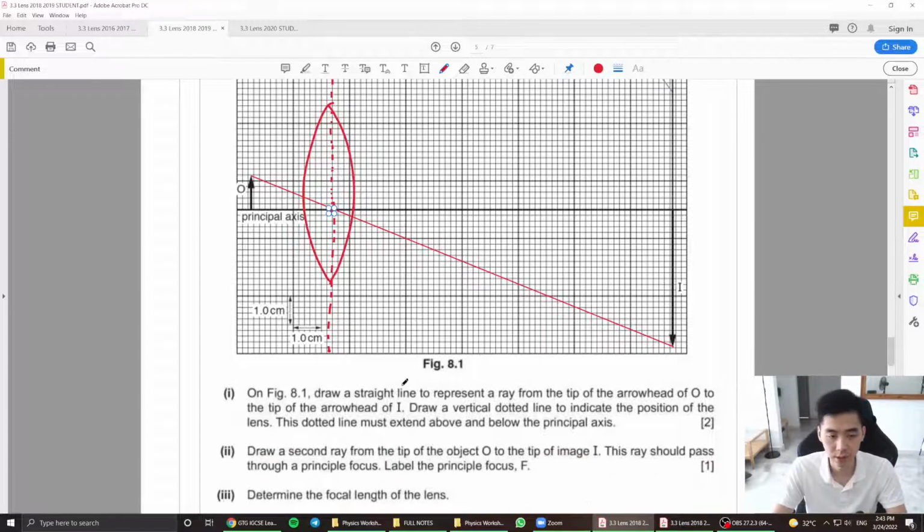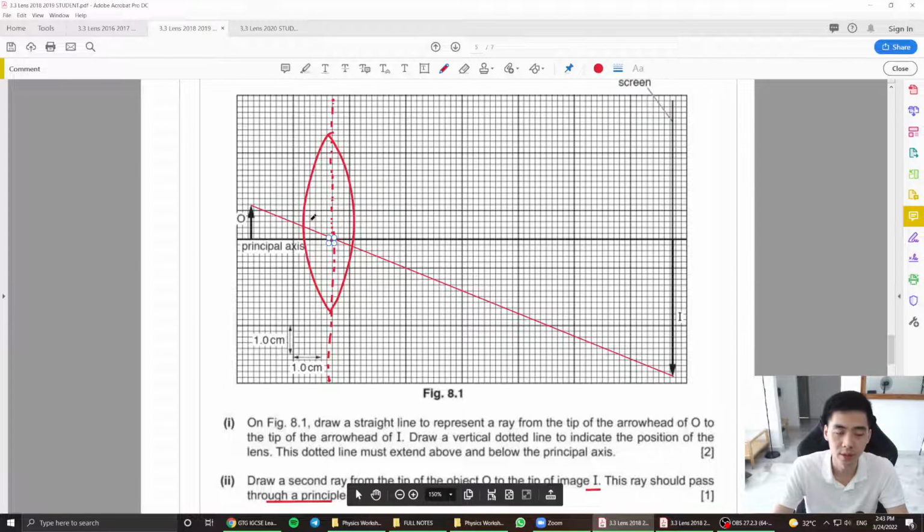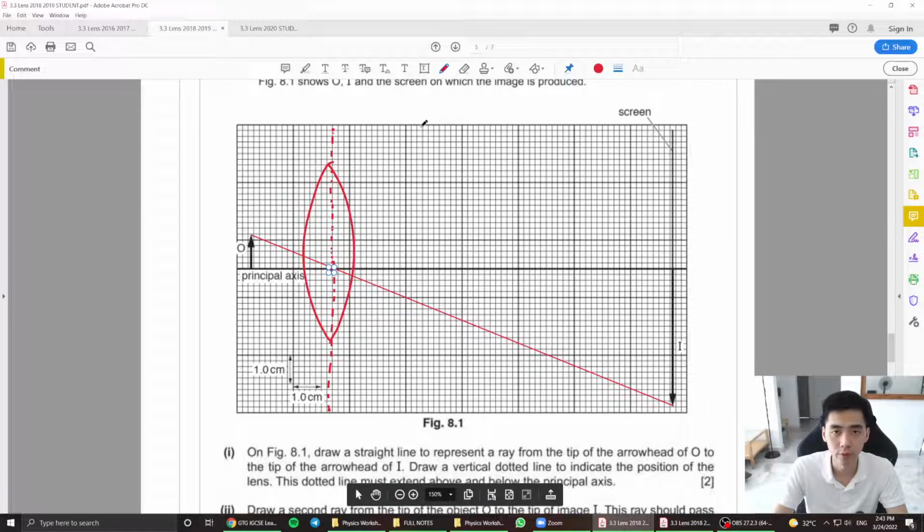Now after that, draw a second ray from the tip of the object O to the tip of image I. This ray should pass through the principal axis. Since you have the normal already, it's very straightforward. You just need to draw the straight line here, and then from here you just need to connect it all the way, right?